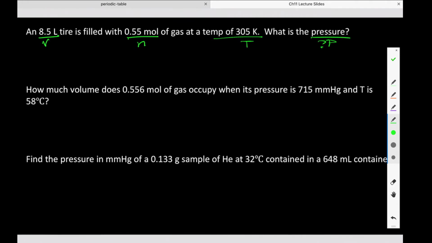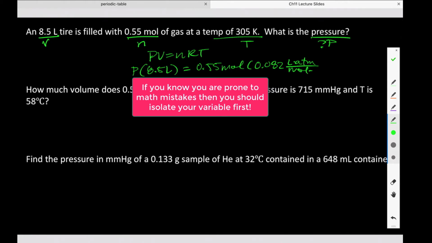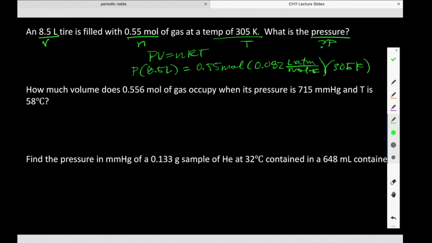So we would just set this up as PV equals nRT and plug in our pieces. So P times 8.5 liters is equal to 0.55 moles times 0.0821 liters atm over mole Kelvin times 305 Kelvin, right? And then we would solve for P. Note that this is another one of those scenarios where you are prone to dividing or multiplying at the wrong times. Go ahead and isolate your variable before you plug in all your numbers, and you're more likely to do it right.